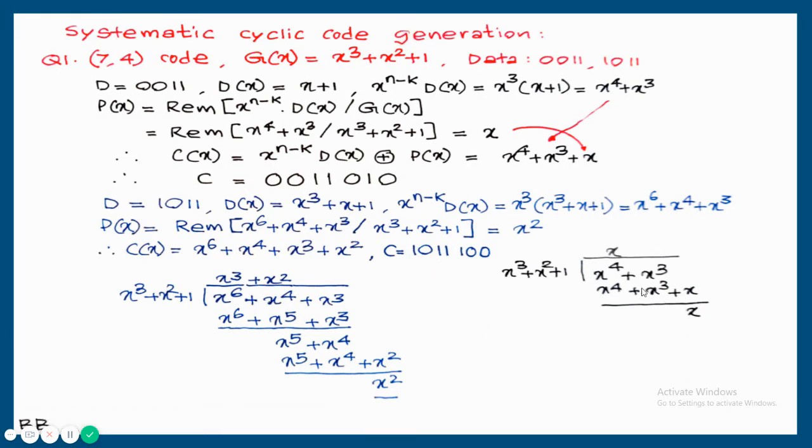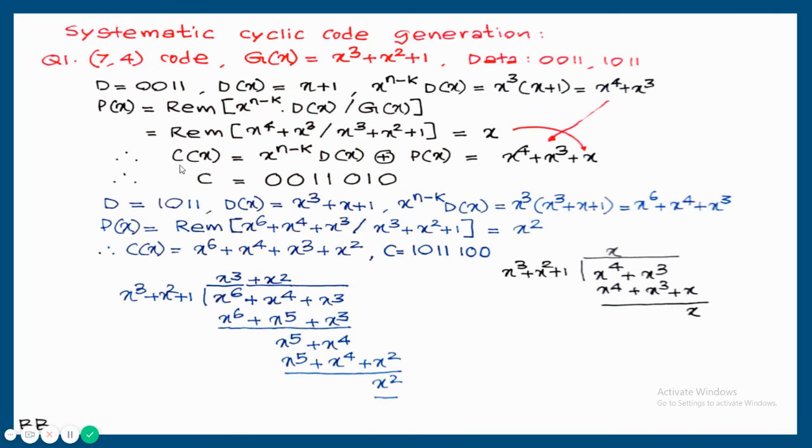Remember, it's an XOR addition. Due to that XOR addition, there is no subtraction. Subtraction is equivalent to addition. So do only addition, never do subtraction. X raised to 4 plus x raised to 4, 0. X cube plus x cube, 0. Only x. Never write minus x. We are not doing subtraction, we are doing addition. So the remainder is x. I am writing the remainder here, x.